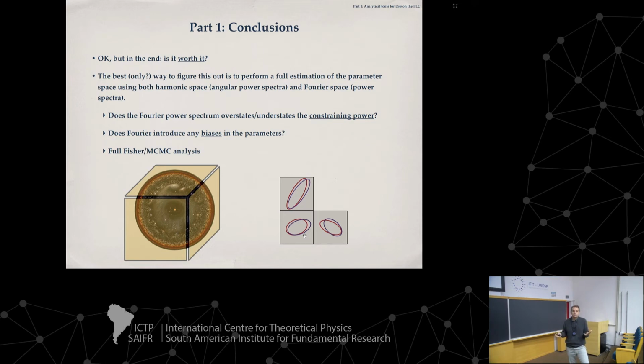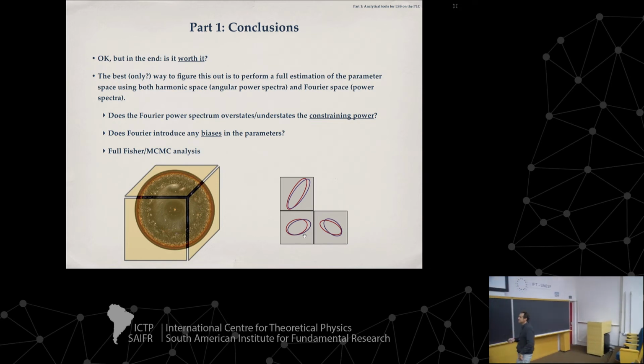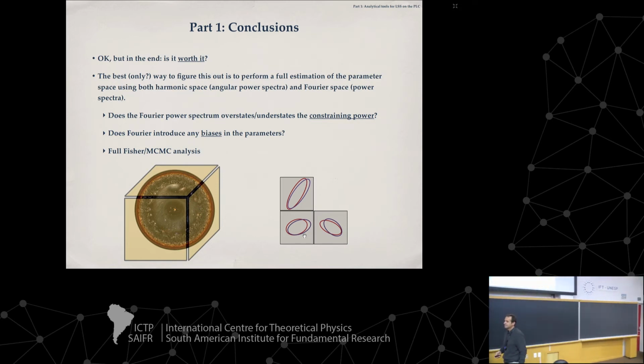Before, this calculation would be impossible. Now that we have an analytical Fisher matrix, it's possible. At least we can figure out if there is relevant information in a harmonic description, which is lost when we go to Fourier space. It may very well be that there is none, and we're just making a lot of trouble. But this is the question here. So how does the harmonic description compare to Fourier space? This is basically the next step here.